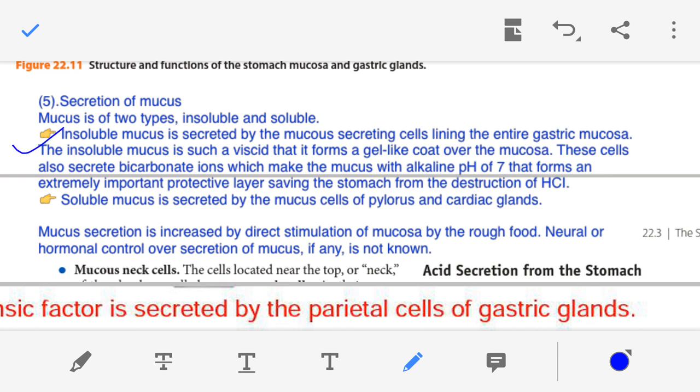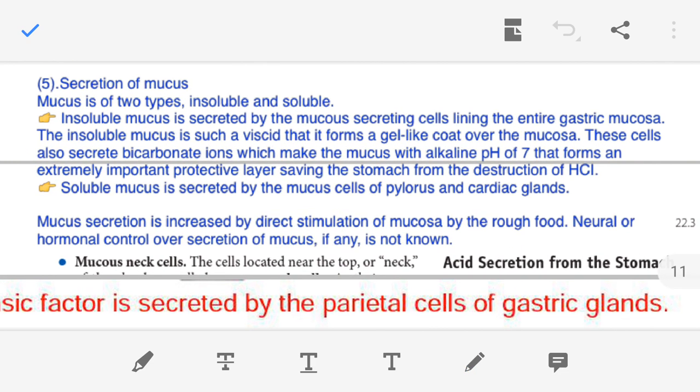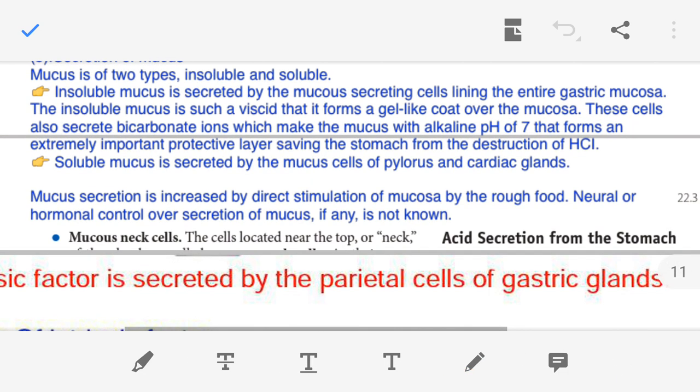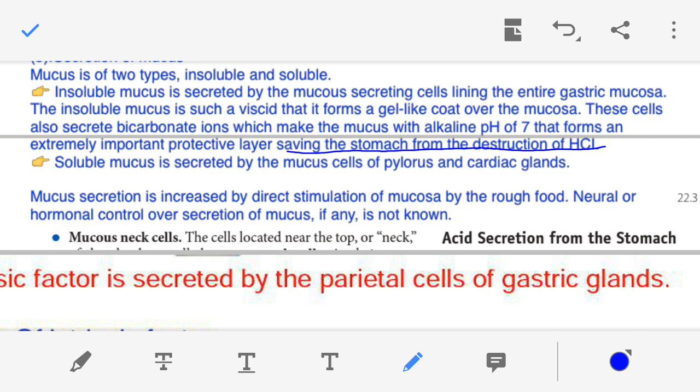Okay, so this was the first line, and this mucus secreting cell also secretes the bicarbonate ion, and this ion makes the mucus alkaline, with a pH of 7. For this alkaline pH, the bicarbonate ions are responsible. So this cell also secretes bicarbonate ion which makes the mucus alkaline. So the pH of mucus is 7. Okay, I have already explained this point.